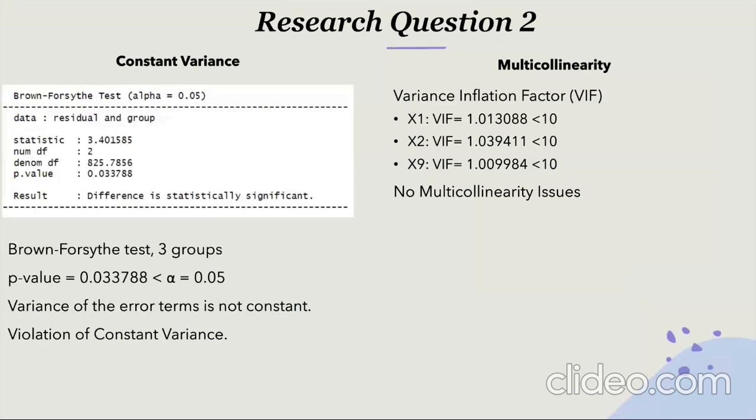The Brown-Forsythe test was performed based on 3 groups. Given that this value is less than 0.05, we can conclude that the variance is not constant. The VIF test was performed, which resulted in values all less than 10. We can conclude that there isn't an issue with multicollinearity.